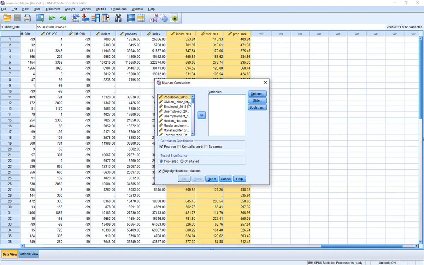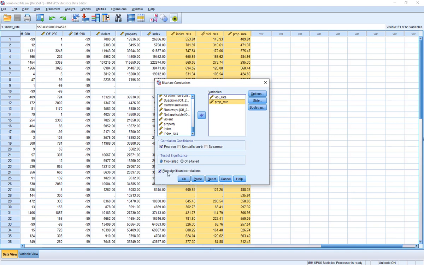Now, the question I asked a moment ago was about the relationship between the violent and the property crime rate. So I'm going to scroll all the way to the bottom, and you can see that when I bring violent rate over, my OK still stays grayed out. In other words, I'm not allowed to move forward. And that's because I've only selected a single variable. If I also highlight property rate and bring it over, then you can see right away the OK has become ungrayed. I can now click that.